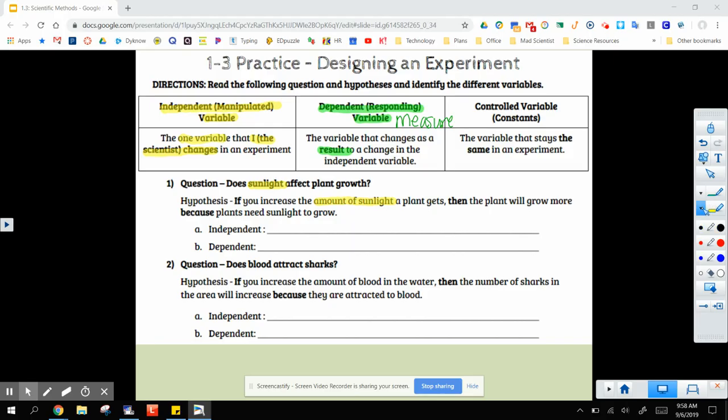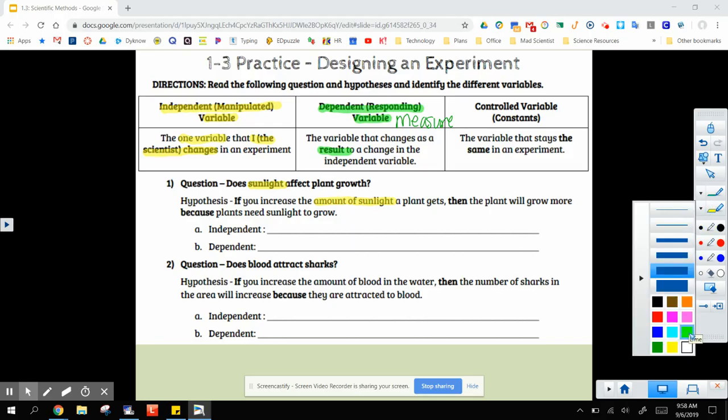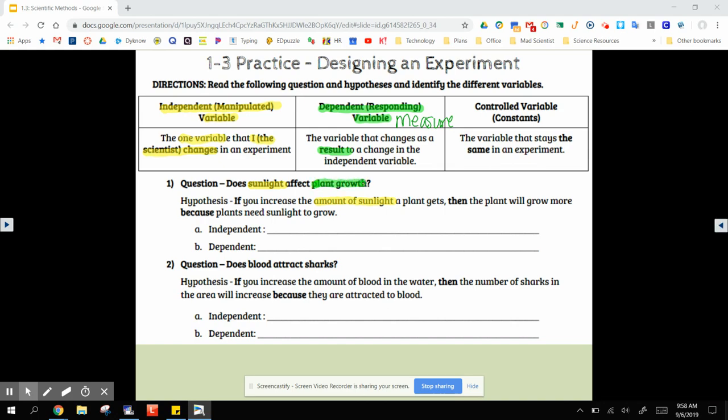Now, as the dependent variable is the one that is measured as a result, what do I think the sunlight will change? I think the sunlight is going to change the plant growth. So my dependent variable would be how much the plant grows. That is what I'm going to measure as my result.